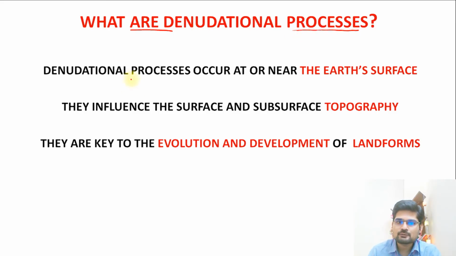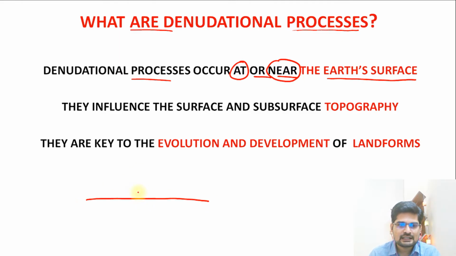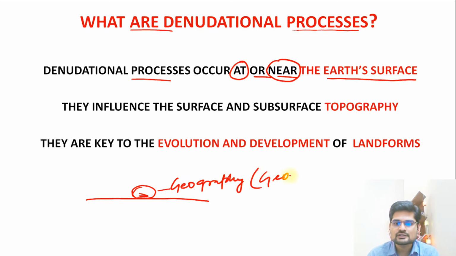So denudational processes occur at or near, remember these two words, at or near the Earth's surface. So if suppose this is the Earth's surface, then it is happening just near the surface. So that is what is important here, and that is what we study in geography and especially in physical geography, where it is geomorphology, because we are looking at this particular shape of the surface of the Earth. So that is important here.